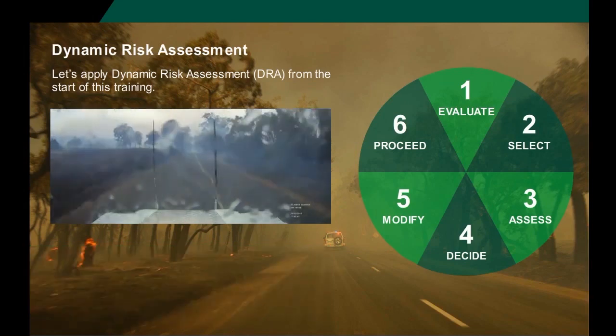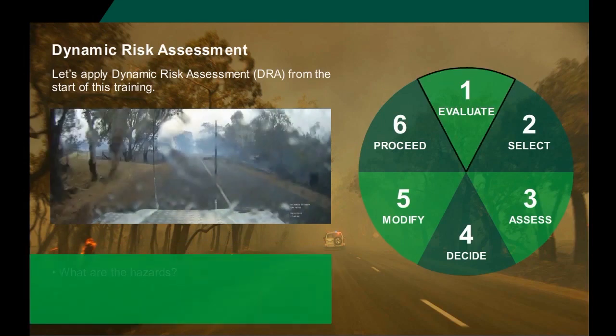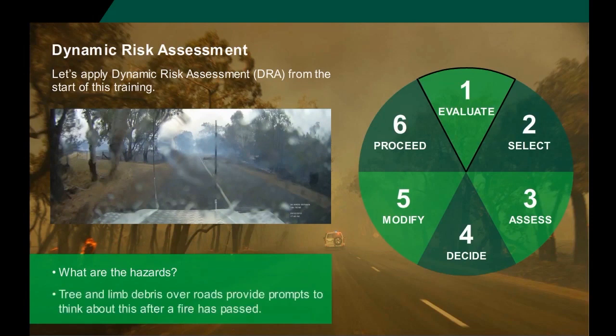Let's look at how we could have modified this task. Step 1. Evaluate. What are the hazards? Limb and tree debris over the road serve as a prompt for an unassessed area of fire-damaged trees. Have you identified an area of killer trees? Should you exclude personnel from the area until the road can be assessed?